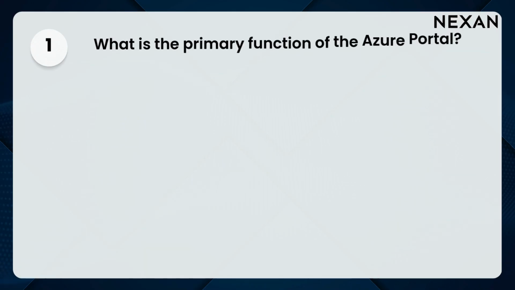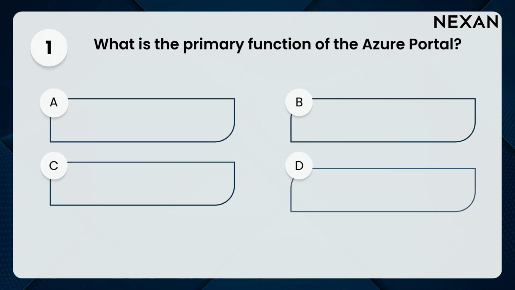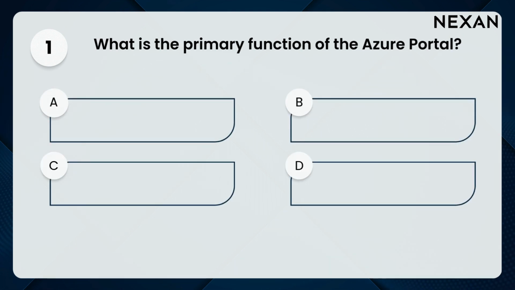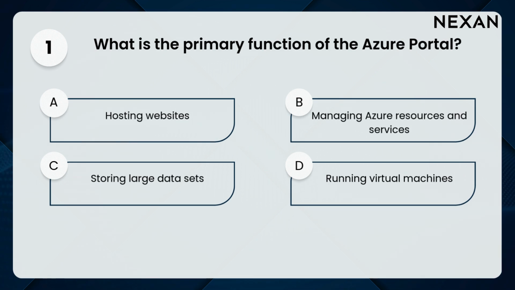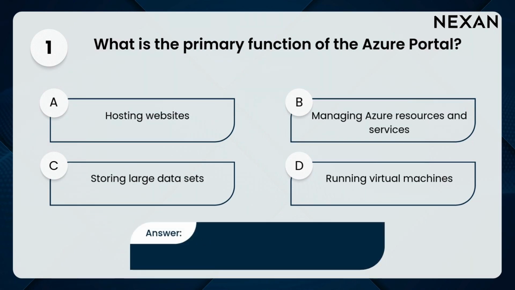1. What is the primary function of the Azure portal? A. Hosting websites. B. Managing Azure resources and services. C. Storing datasets. D. Running virtual machines. Answer: B. Managing Azure resources and services.